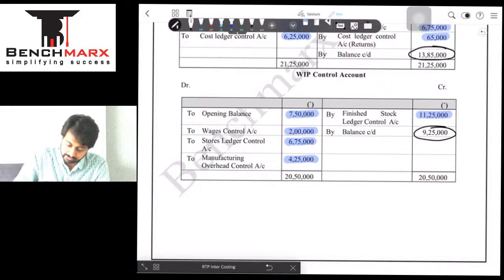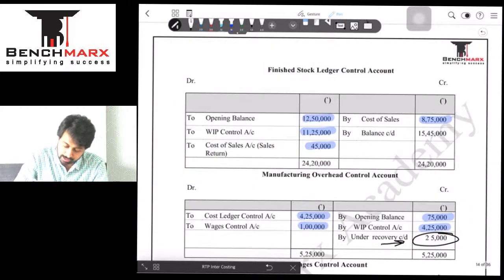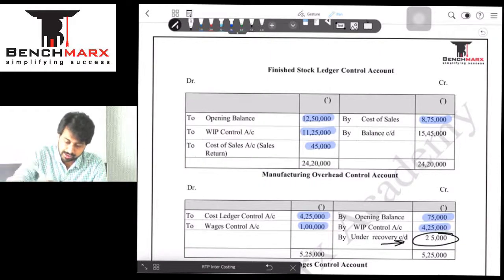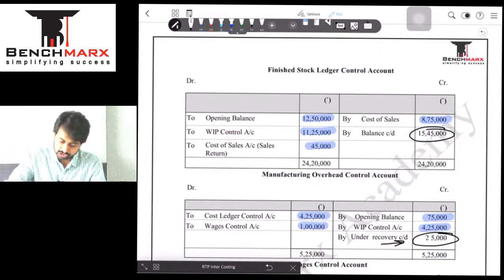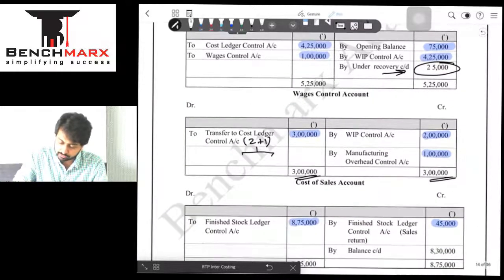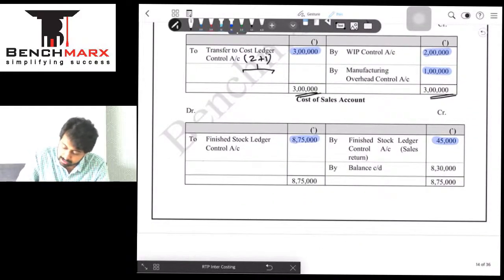Same thing I can do for FG as well. I do have the opening balance, I have the goods finished, I've got the cost of goods sold as well. Balancing figure is going to represent my closing stock of FG. ठीक है, overheads is taken care of, wage account is taken care of, cost of sales balancing figure obviously has to be balance carried down.